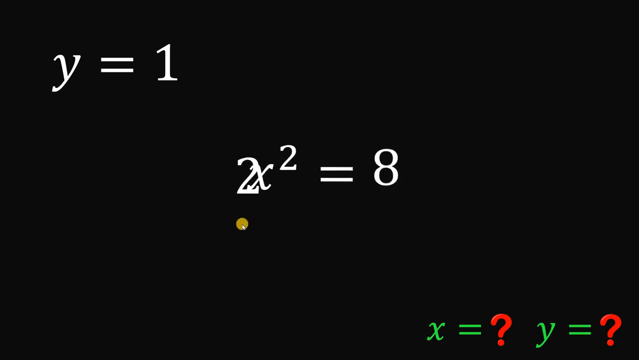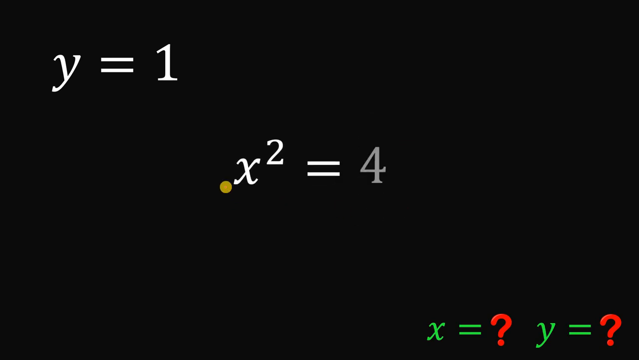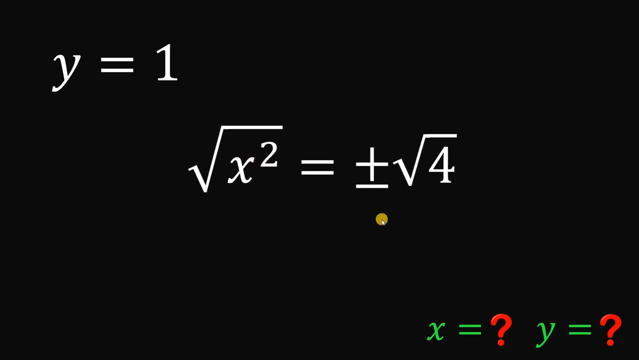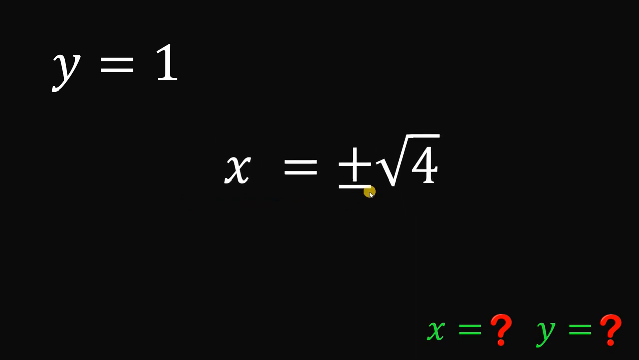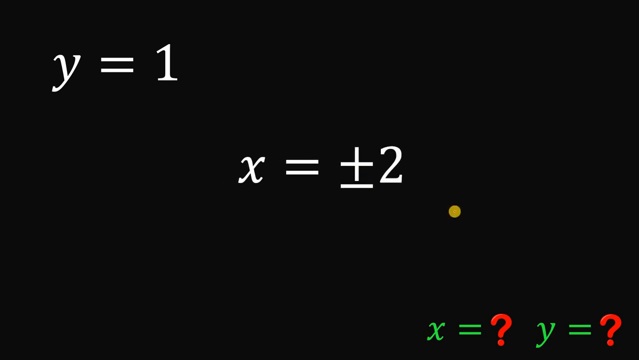Next, divide both sides by 2. 8 divided by 2 will give us 4. And to solve for the value of x, let's take the square root of both sides. Now, since the power of x is even, we have two possible values here. We have positive or negative. The left-hand side of our equation is just x, and square root of 4 is just 2. So, x must be equal to positive or negative 2.